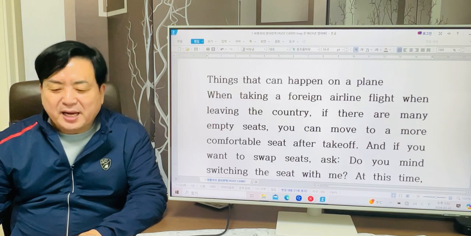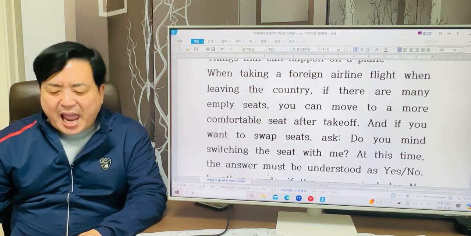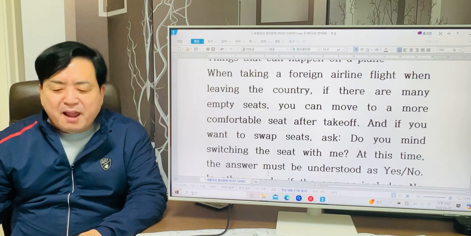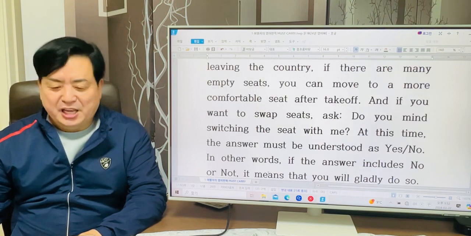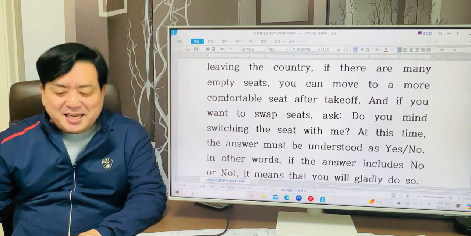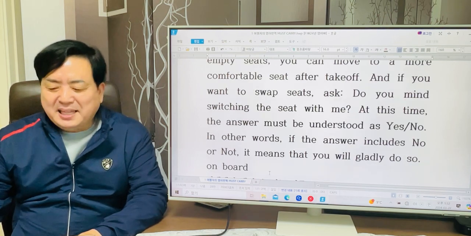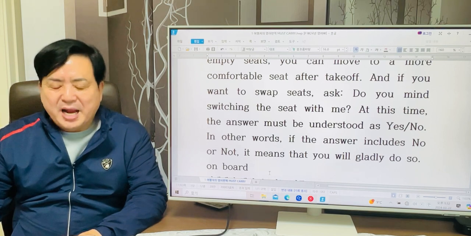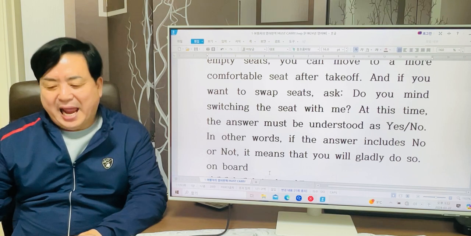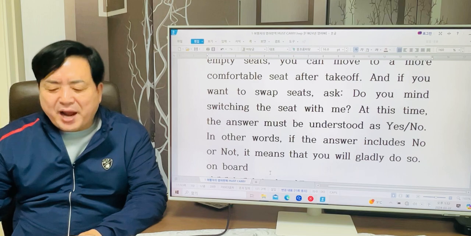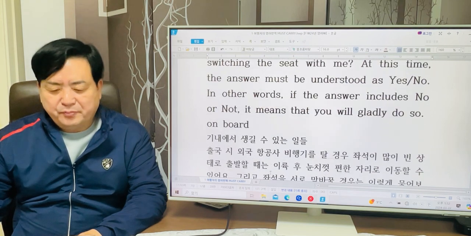Things that can happen on a plane. When taking a foreign airline flight when leaving the country, if there are many empty seats, you can move to a more comfortable seat after takeoff. And if you want to swap seats, ask, "Do you mind switching the seat with me?" At this time, the answer must be understood as yes, no. In other words, if the answer includes no or not, it means that they will gladly do so on board.